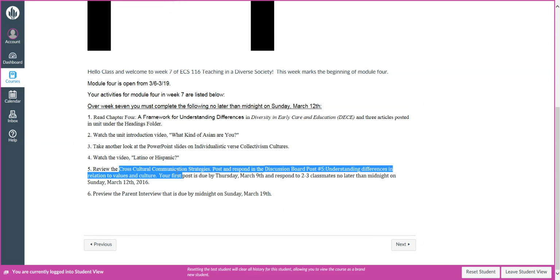Our discussion board this week, we're going to frame it by you reading through the cross-cultural communication strategies again before you post. Discussion board post number 5 is understanding differences in relation to values and culture. I'd like you to post the first post by Thursday, March 9th at midnight, and please respond to 2 to 3 classmates no later than midnight on Sunday, March 12th.